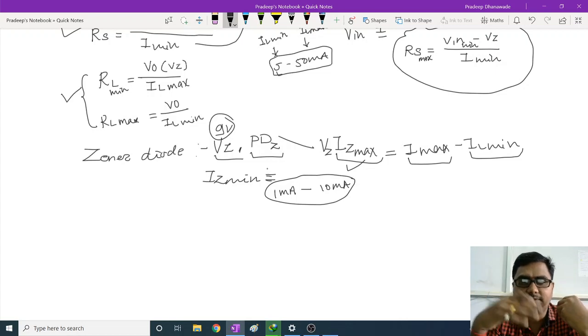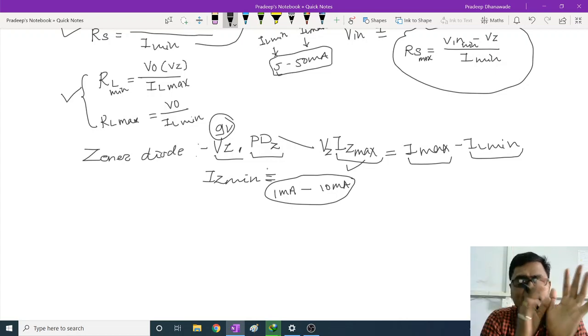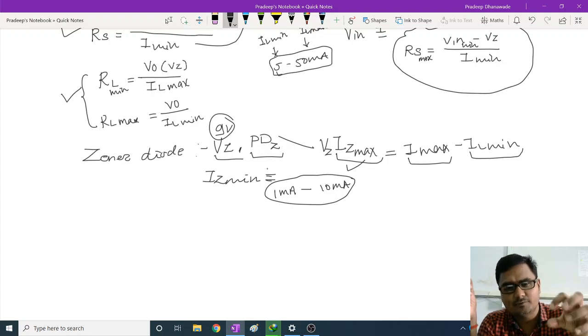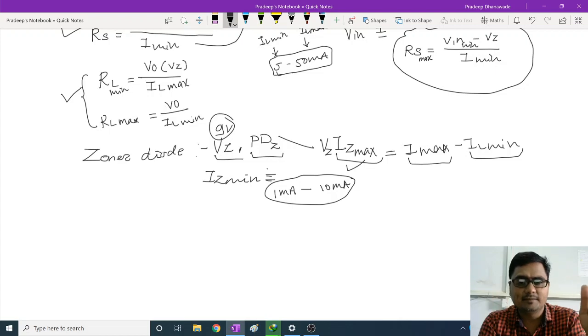Because it is the minimum value for the Zener that we are dealing with. It should be a minimum value, so it should be small. Up to 10 milliampere is okay generally for all small circuit designs. Because generally these Zener shunt regulators are used specifically for basic applications only. So that's why a 1 to 10 milliampere assumption is okay for Iz minimum.